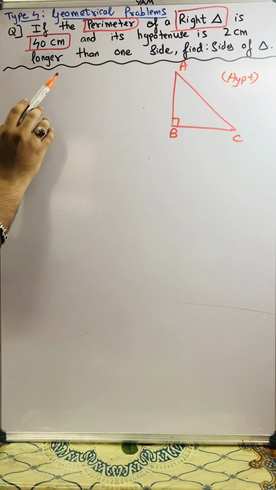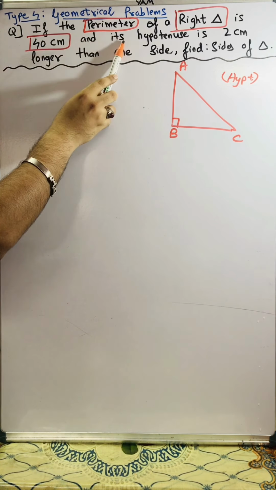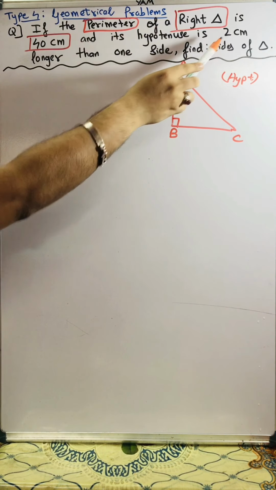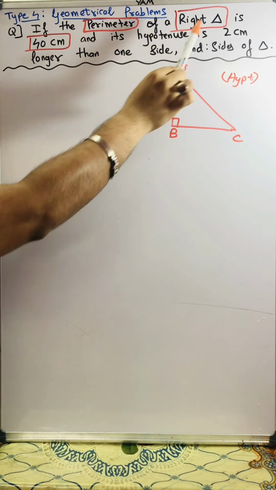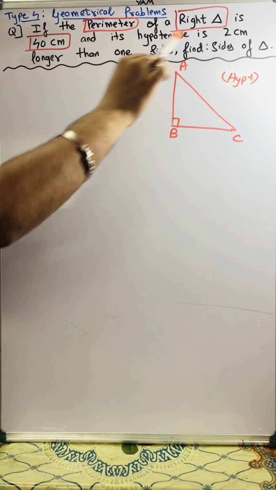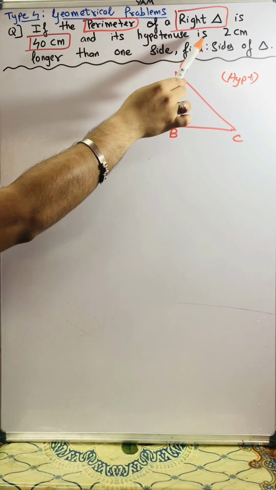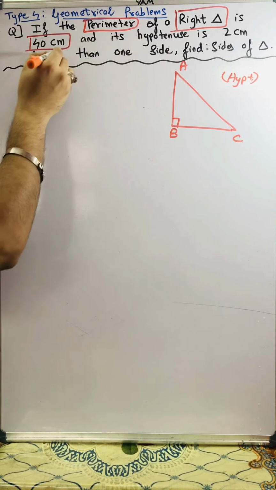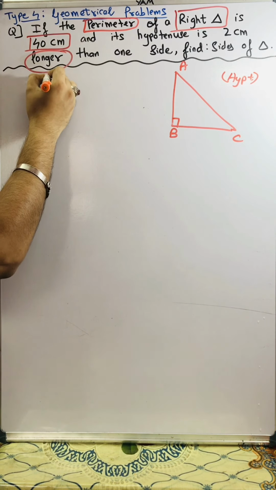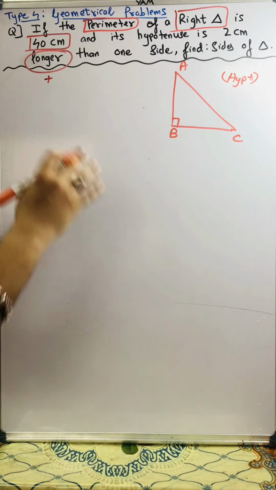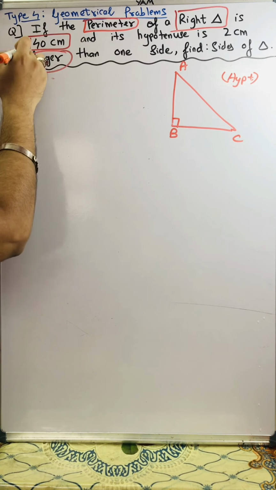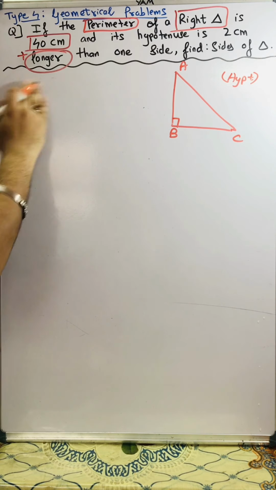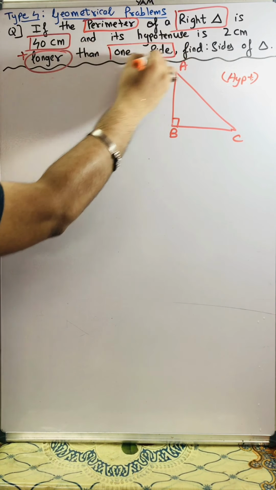Now let's read ahead. And its hypotenuse is 2 centimeter longer than one side. Students, pay attention. They are not telling you that the hypotenuse is 2 centimeter. So read the complete sentence. Its hypotenuse is 2 centimeter longer. Longer here means plus. So the hypotenuse is 2 centimeter more, hypotenuse is plus 2 centimeter, 2 centimeter more than one side.